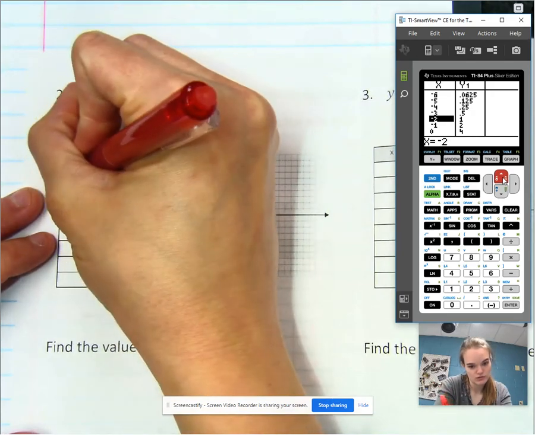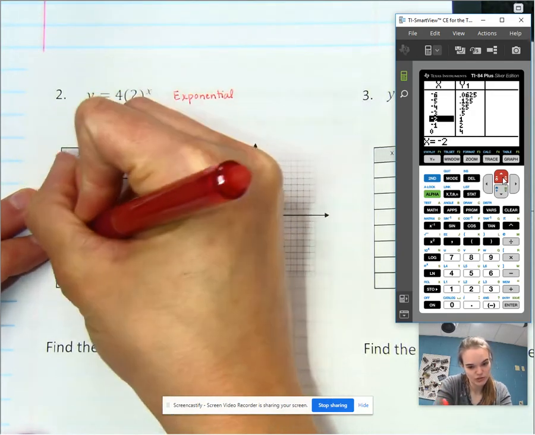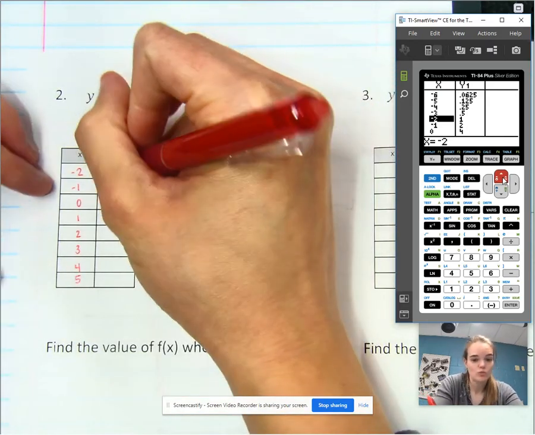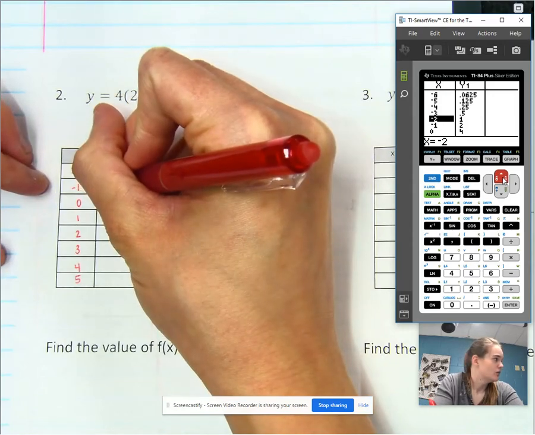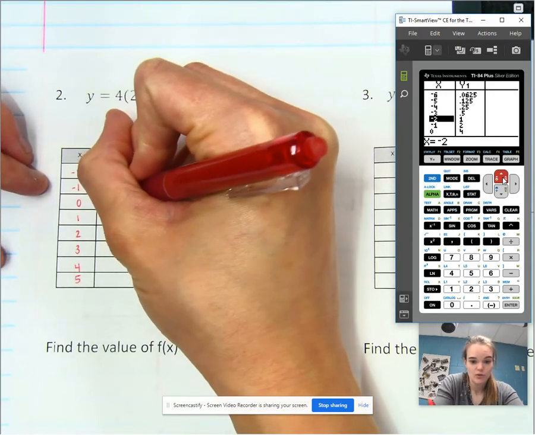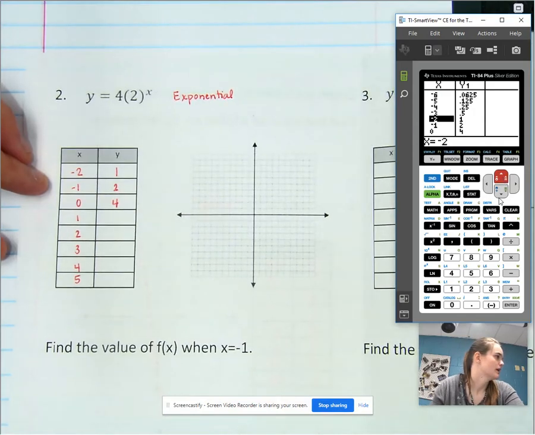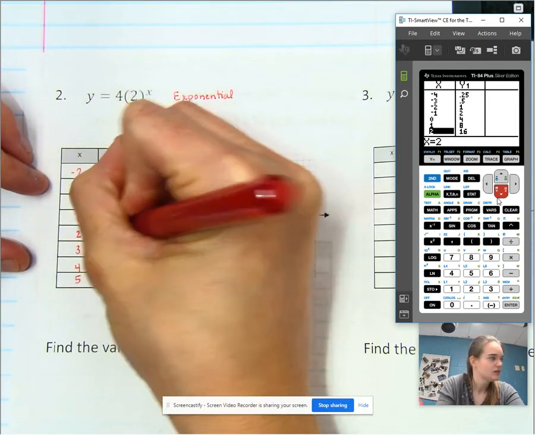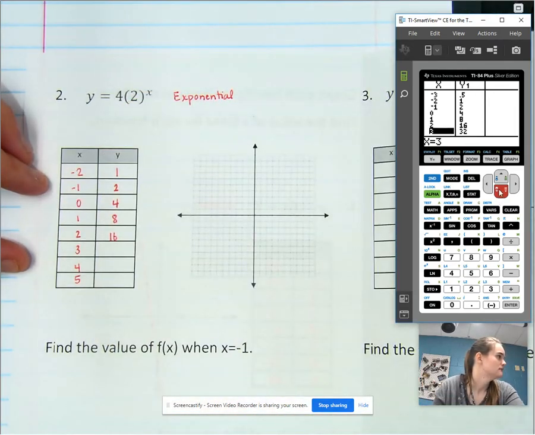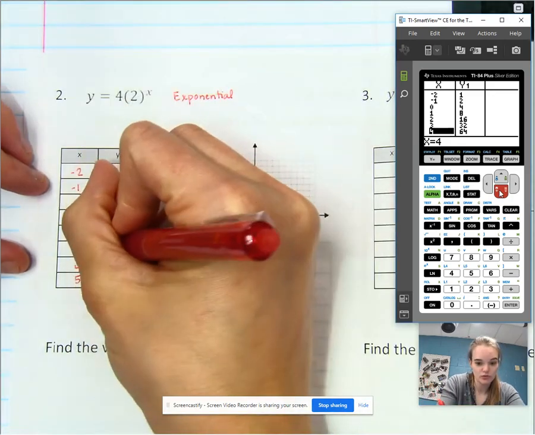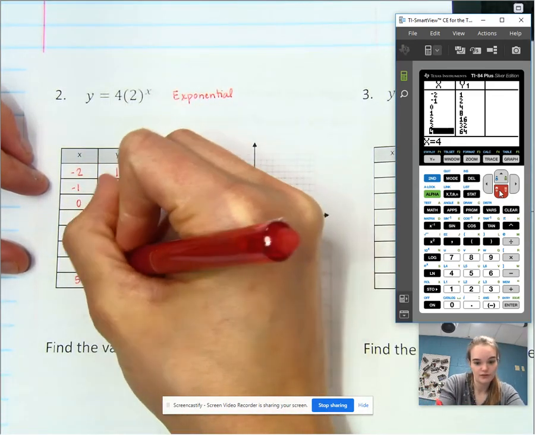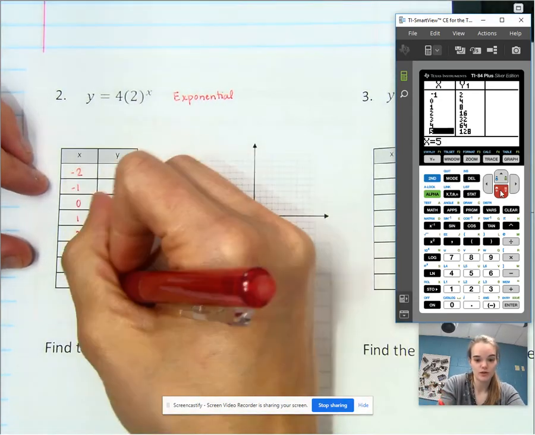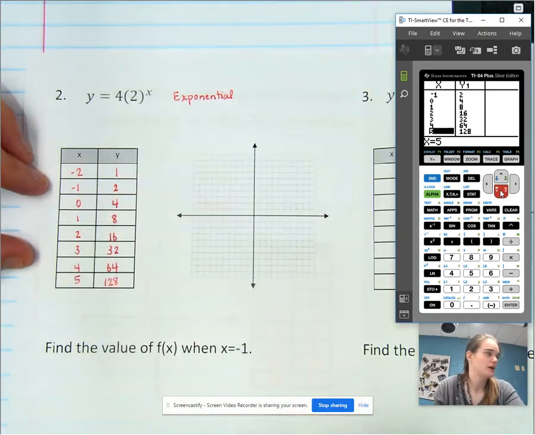So -2, 1/4. Sometimes you'll have to graph decimals on exponential, and that's fine. That's what happens sometimes. So -2, 1/4. -1 is 2. 0 is 4. Go down. 1 is 8. 2 is 16. 3 is 32. See how it's going really quick now? 4 is 64, and 5 is 128.